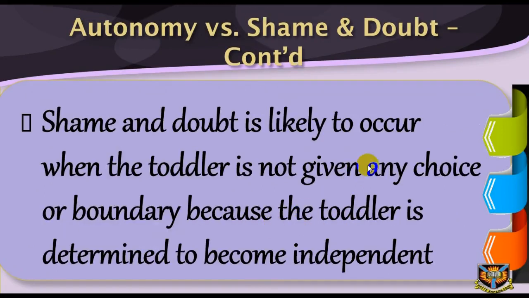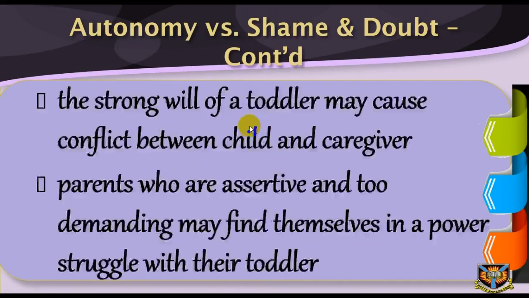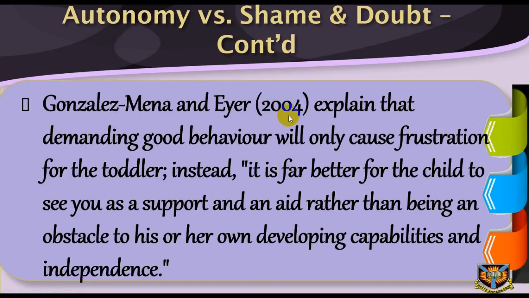Shame and doubt is likely to occur when the toddler is not given any choice or boundary because the toddler is determined to become independent. The strong will of a toddler may cause conflict between child and caregiver. Many parents are unaware of how to properly handle difficult situations in which they find themselves. Parents who are assertive and too demanding may find themselves in a power struggle with their toddler (Gonzalez-Mena and Eyer, 2006). In addition, parents may be too demanding for only good behavior from their toddler. Gonzalez-Mena and Eyer, 2004, explain that demanding good behavior will only cause frustration for the toddler.